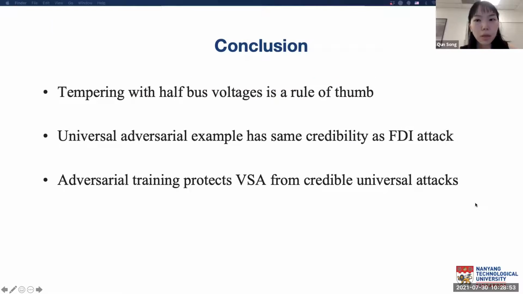So to summarize, this paper obtains these three conclusions. And this is all of my presentation today. Thank you for listening.